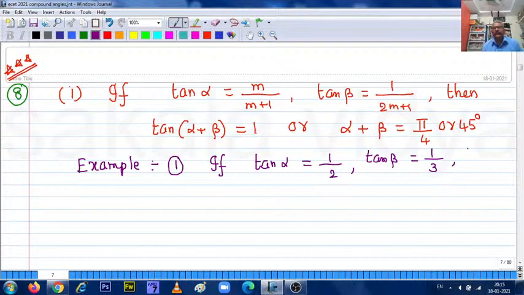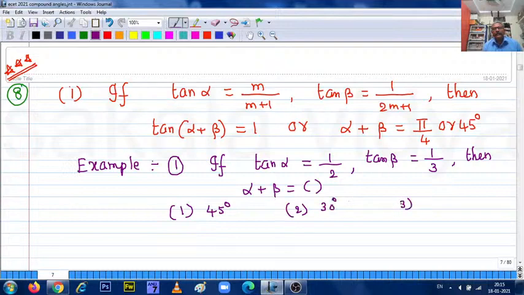So therefore, if you are asked like this, alpha plus beta equals to, first option 45 degrees, second option 30 degrees, third option 60 degrees, fourth option none. Which is the correct option now in this one? So without any paper pen you can write now. It is in the form of m is equal to 1, 1 by 1 plus 1, 2. This is 1 by 2 into 1, 3. So alpha plus beta is equal to 45 degrees. So first option is the right option.